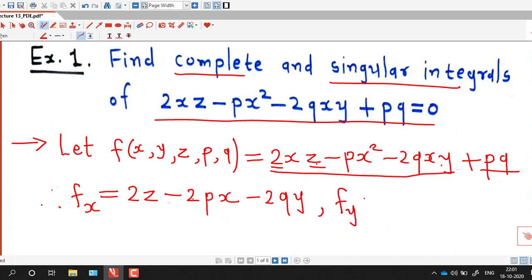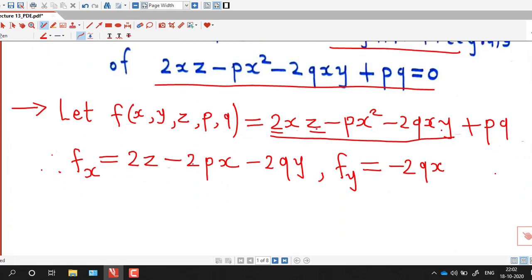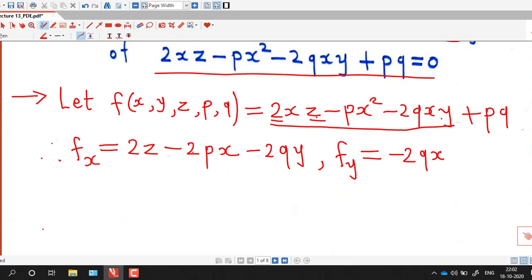Similarly, partial derivative with respect to y. There is no y in the first and second terms. In the third term, we consider minus 2qx as constant and the derivative of y is 1. There is no y in the last term, so its derivative with respect to y is 0. Then partial derivative with respect to z. In the first term, 2x is constant and the derivative of z is 1, and there is no z in the remaining terms.